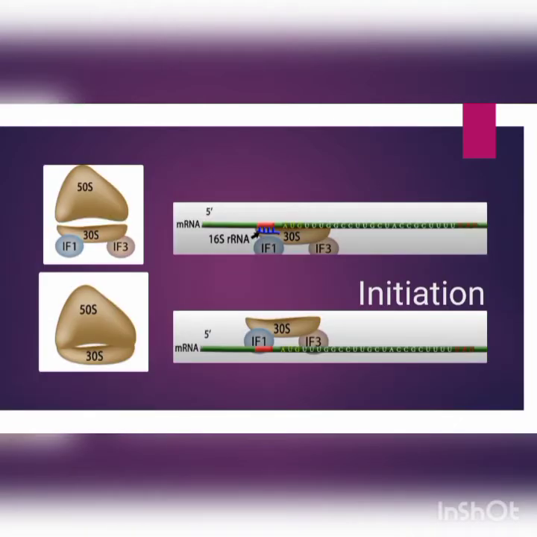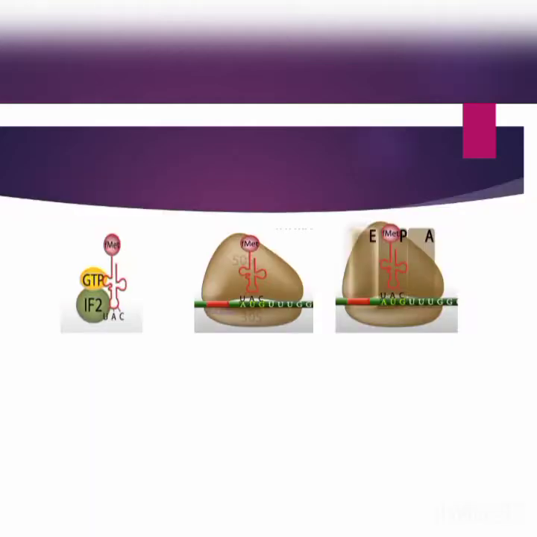The Shine-Dalgarno sequence is paired with the complementary sequence on 16S ribosomal RNA on the smaller subunit. It shows that the smaller subunit is in the right place. Another initiation factor, IF2, brings in initiator transfer RNA with the amino acid, and the larger subunit will join the complex and initiation factors are released.